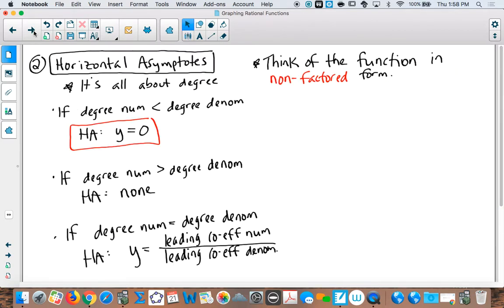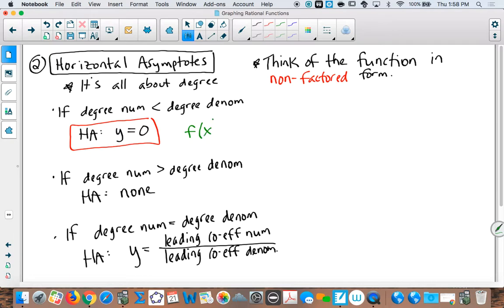Horizontal. So horizontal asymptotes, you have to do a little memorizing here. And it's all about what we call degree. So degree is what is the highest power. So I'm going to actually put in an example in each spot here. If the degree of the numerator is less than the degree of the denominator, the horizontal asymptote will be y equals 0.